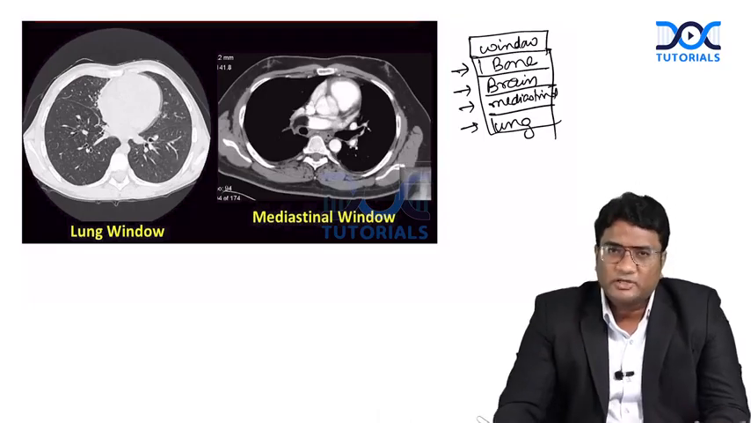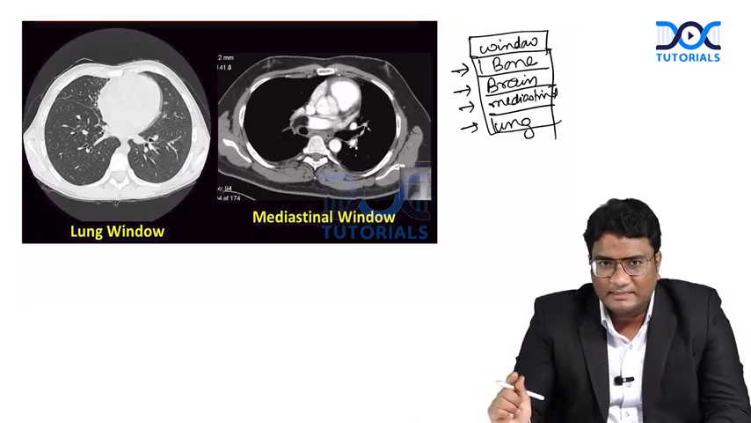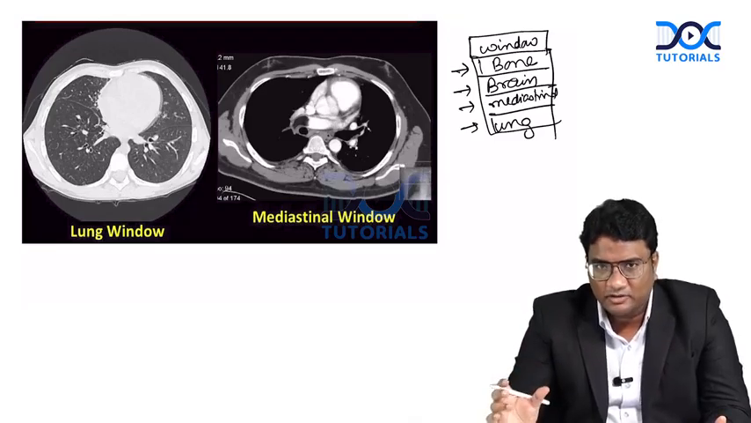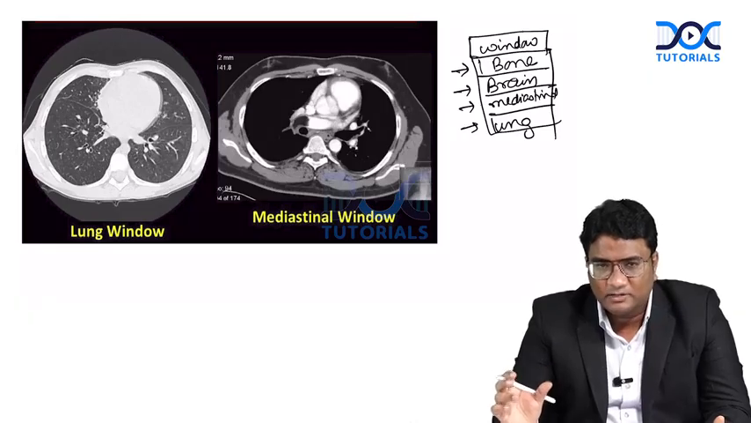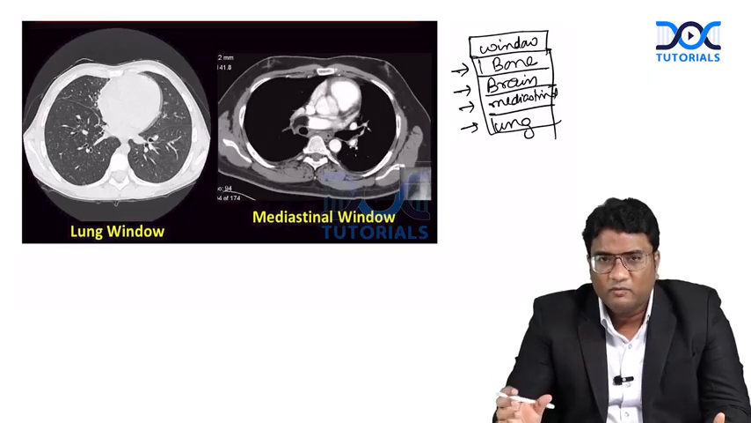To look at the structure you want to see, you change the settings. If you are trying to look at fractures, you go to the bone window. If you want to see the heart and the blood vessels, you go for the mediastinal window. When you want to look at the lung parenchyma, COVID, or pneumothorax, you go for the lung window. So these are the settings that you have.